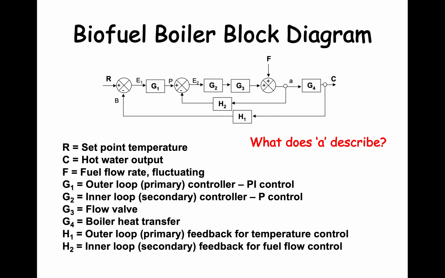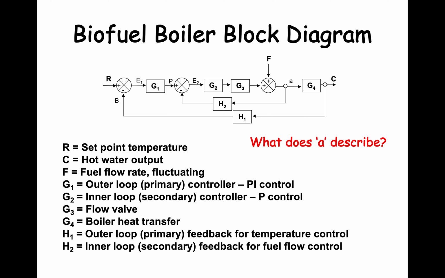So our question is, what does A describe, which is after the summation sign? What block diagrams can tell us is information flow and material flow. This is a good time to apply this concept. So what does line A between the summing point and the G4 transfer function describe?